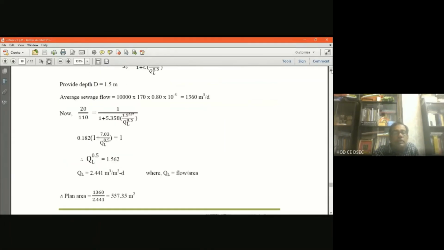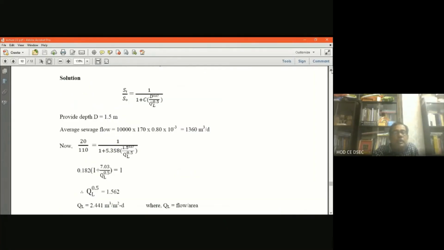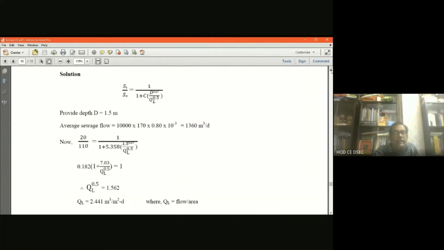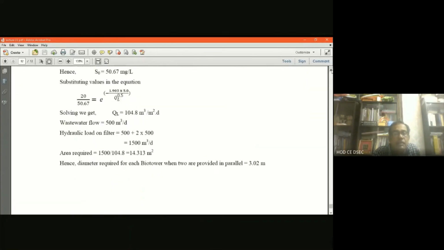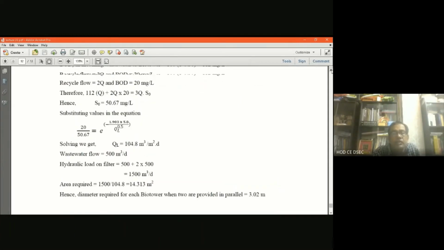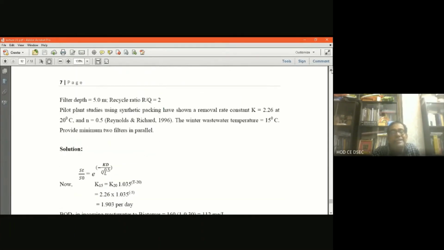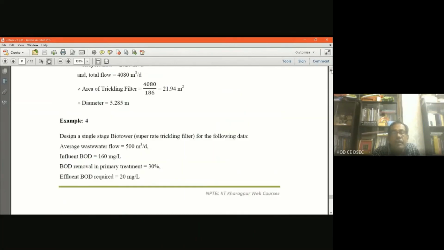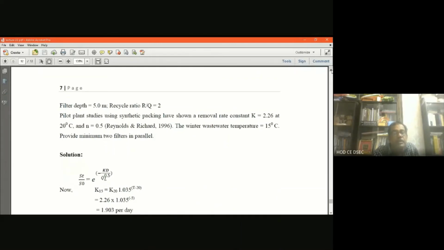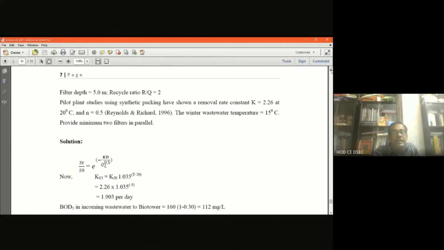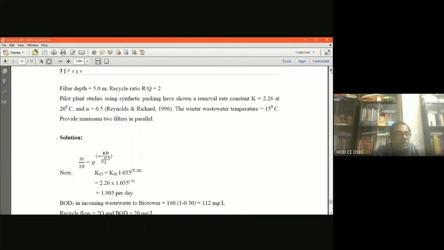Now the same formula we are using in the low rate and the high rate, but in the last problem we described the super rate trickling filter. There we have used the Kyrie equation Sd by S0 equal to e to the power minus kd divided by QL whole to the power 0.5.